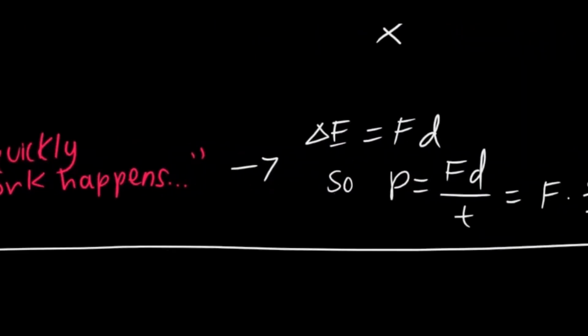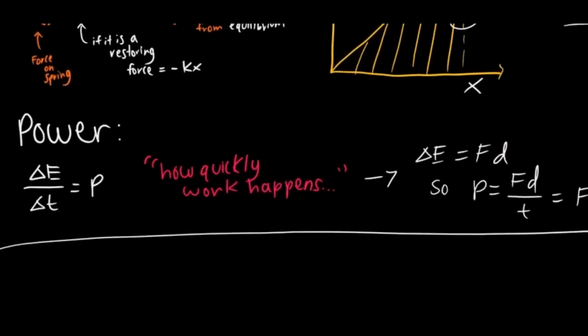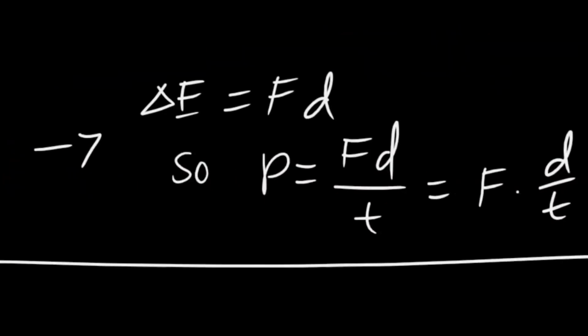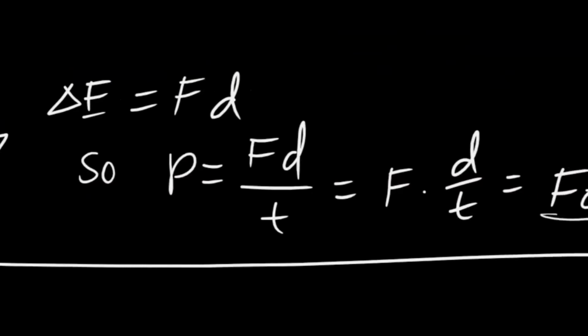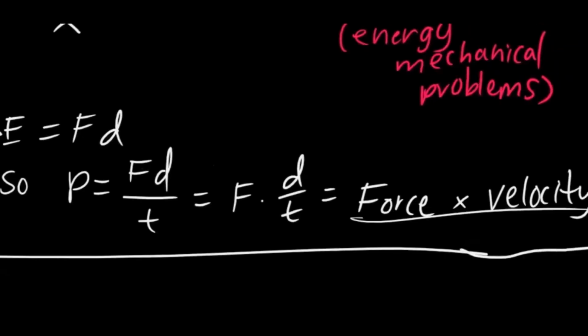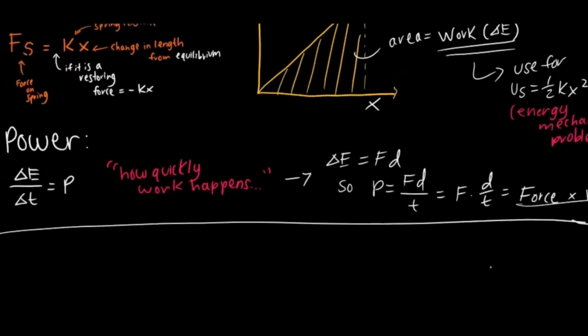Since change in energy, we know on the reference table, is given as force times displacement, if in our power equation we just substitute change in energy for force times displacement, now we have power equals force times displacement over time. Now we know that d over t, or displacement over time, is just the velocity, right? That is just force times velocity. And so power is also equivalent to force times velocity.